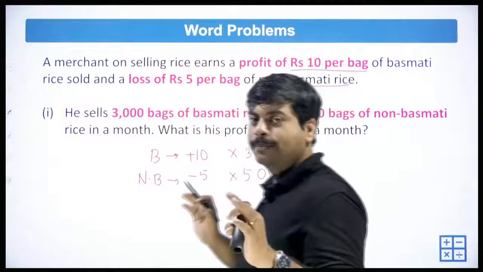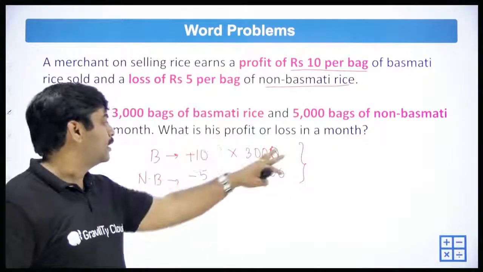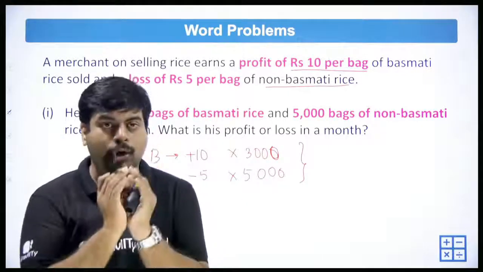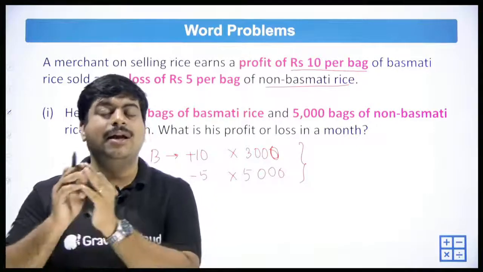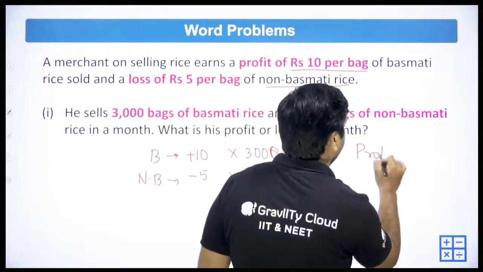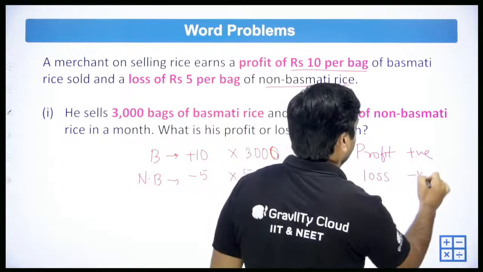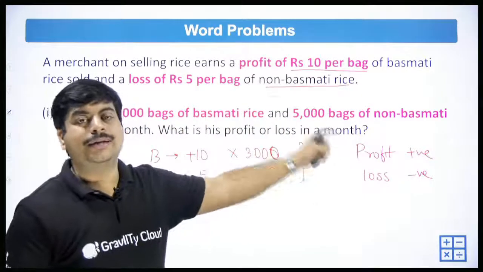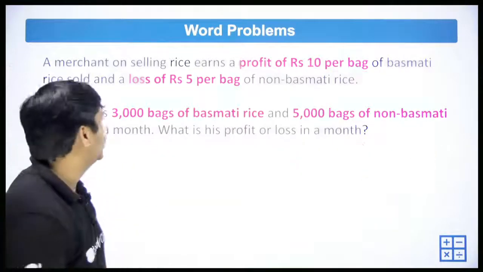I'm not going to do this one. You have every information given. Just multiply 10 into 3,000 and minus 5 into 5,000. Add these two. If you are getting a positive answer, that means you are getting a profit. If you are getting a negative answer, that means you are getting a loss. Profit is always positive, and loss is always negative. So when you are getting a negative answer here, you will get a loss. Right. So one more question here.